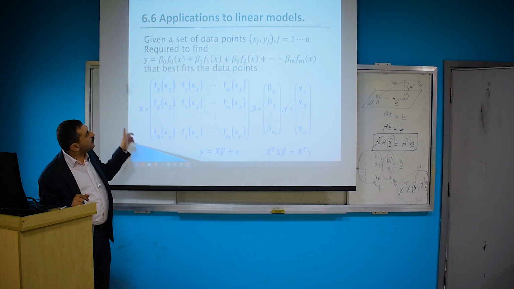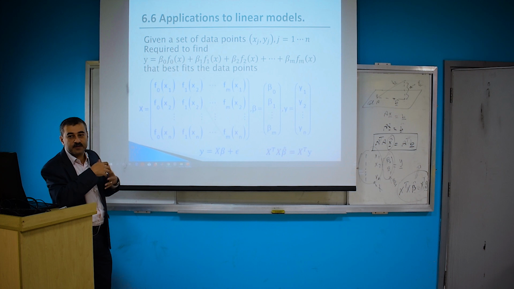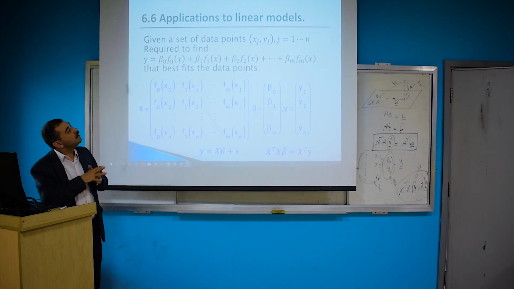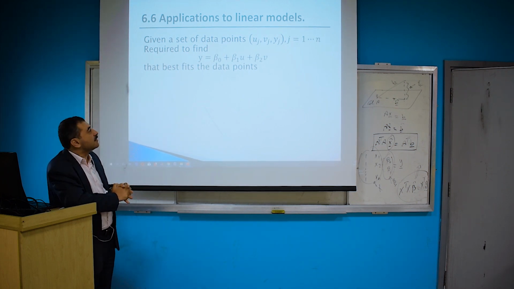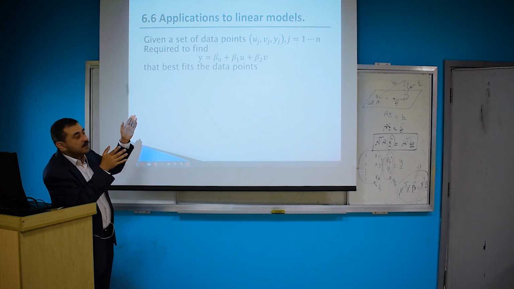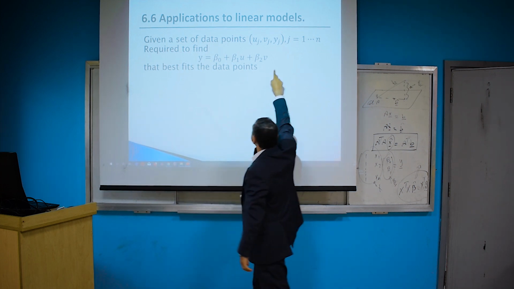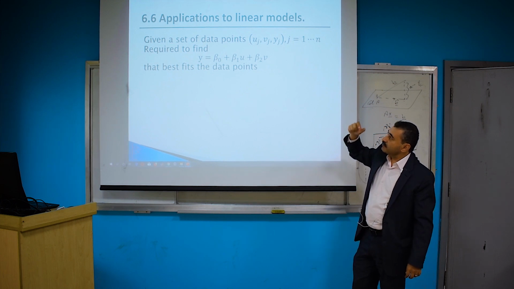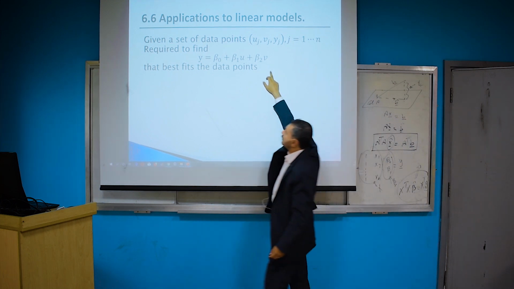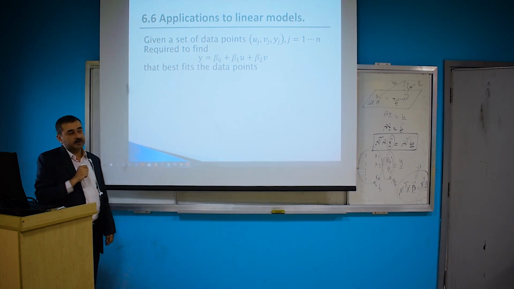As you see here, we have a function in a single variable. You can further extend to functions of several variables, for example y as a function of u and v. In this case, the data points would be three-tuples. We have u, v, and y for each point, and then we want to find this linear equation, y equals beta naught plus beta 1 u plus beta 2 v.